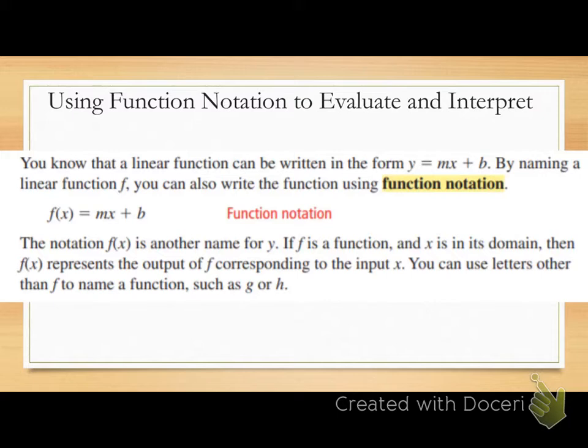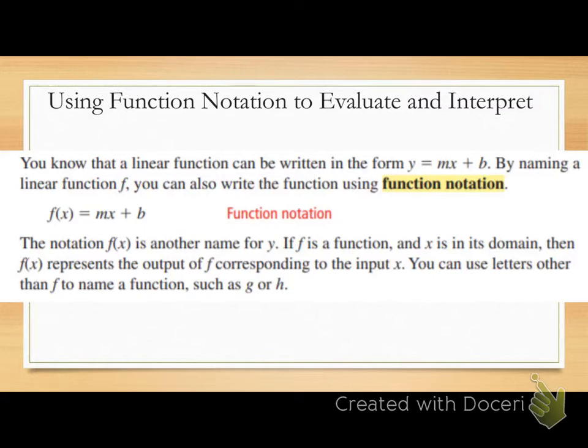So, last section, 3.2, we talked about linear functions, correct? How do I know if a function is linear based on its equation? If I can write it in the form y equals mx plus b. So that's what that first sentence says. You know that a linear function can be written in the form y equals mx plus b. We all remember that. Okay?